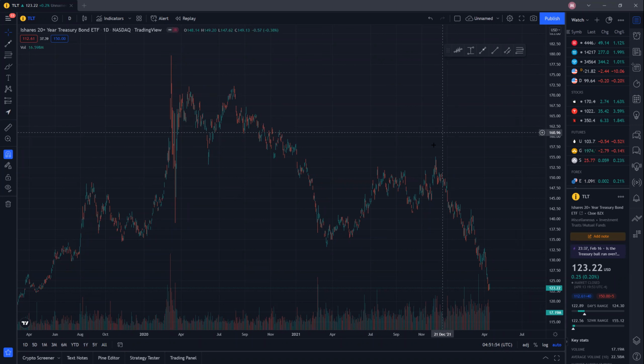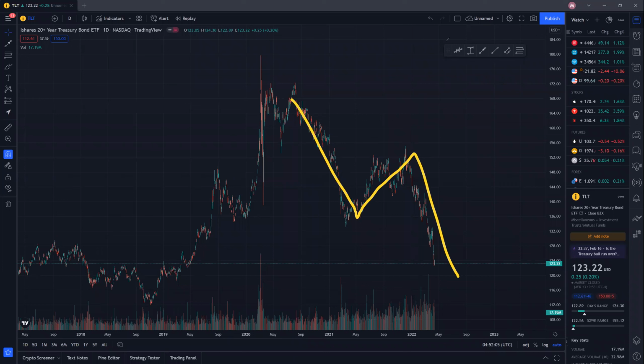Without further ado, let's take a look at TLT. You can see that TLT seems to be on a very weak trend. Clearly it's downtrending, and there is very much this wave pattern that is occurring right now. Currently it's trading around 123.